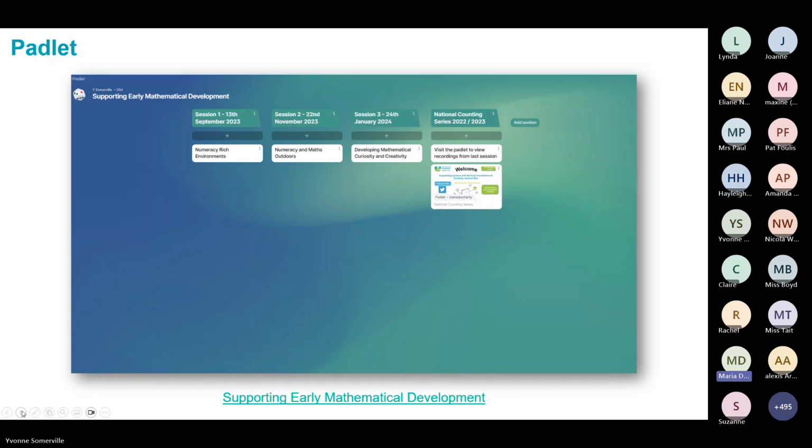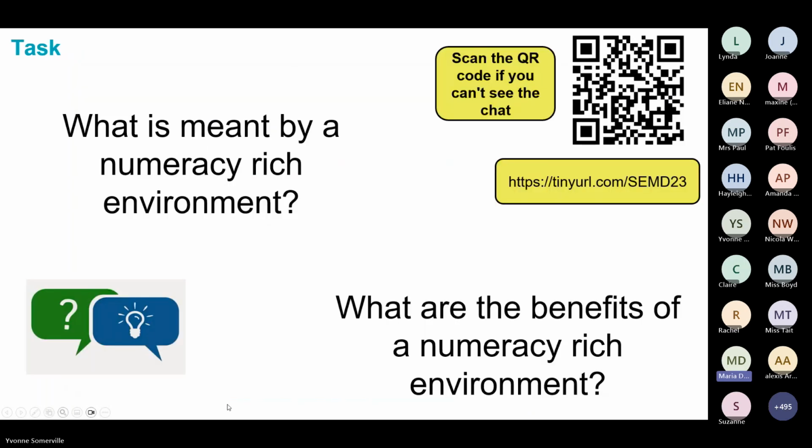So we're going to pause. The next one, I did say, is part of the aims. We were going to give you time to pause and reflect. We would like you to put into the chat and consider these two questions. And again, if you can't get to the chat, hopefully you can use the QR code to access the Padlet, or just think about it if you can't access either. Just a wee bit of thought on your own in terms of these two questions: what do you think is meant by a numeracy-rich environment? And what are the benefits of a numeracy-rich environment?